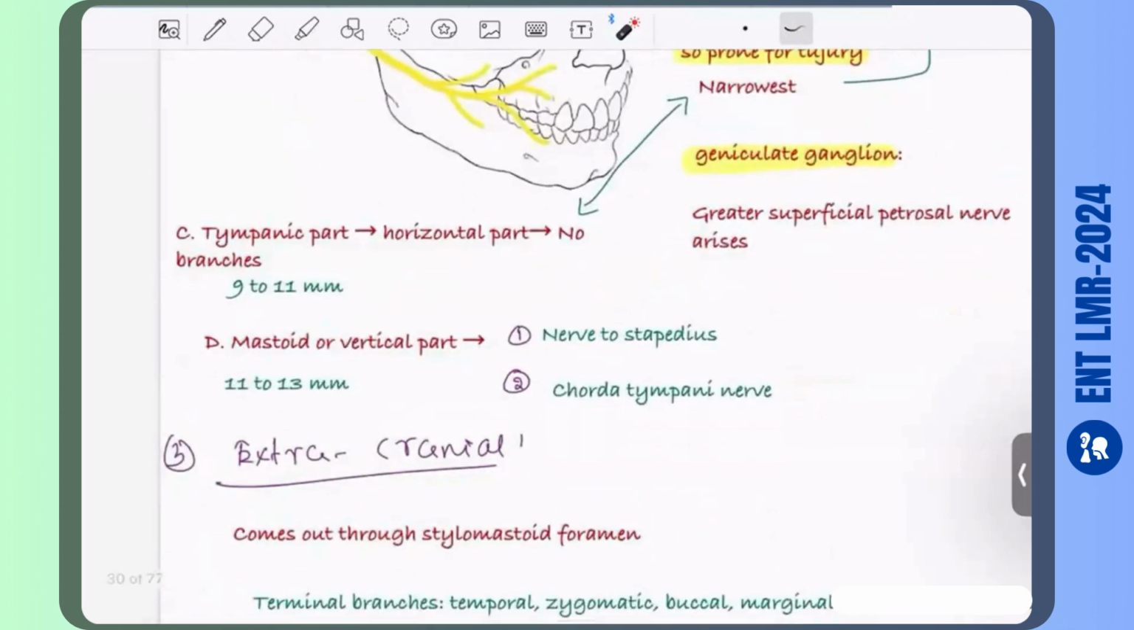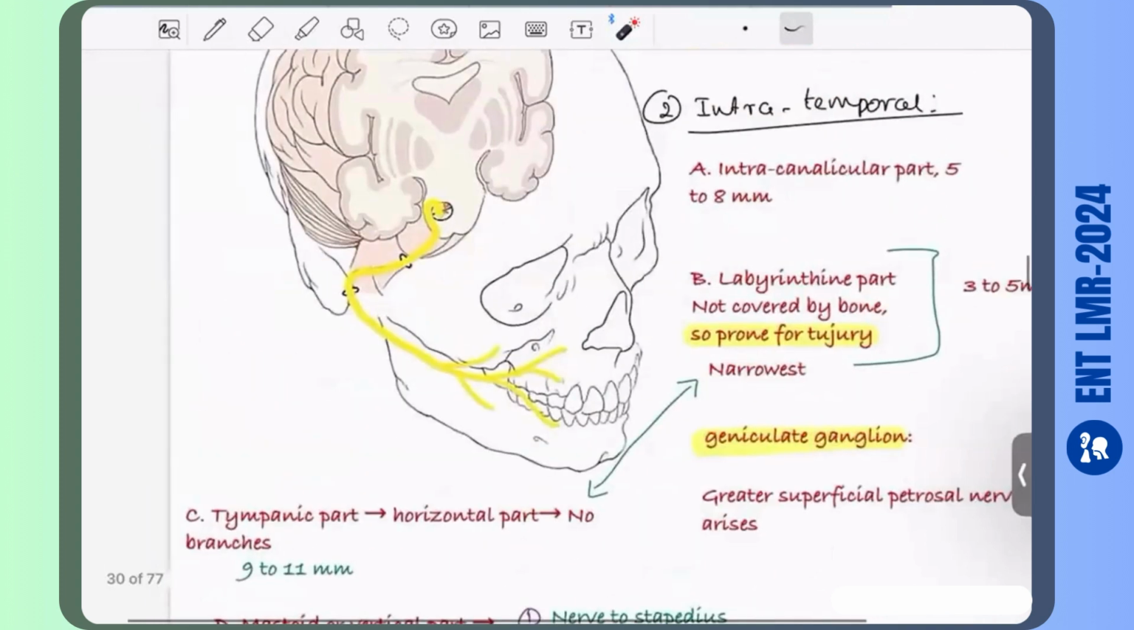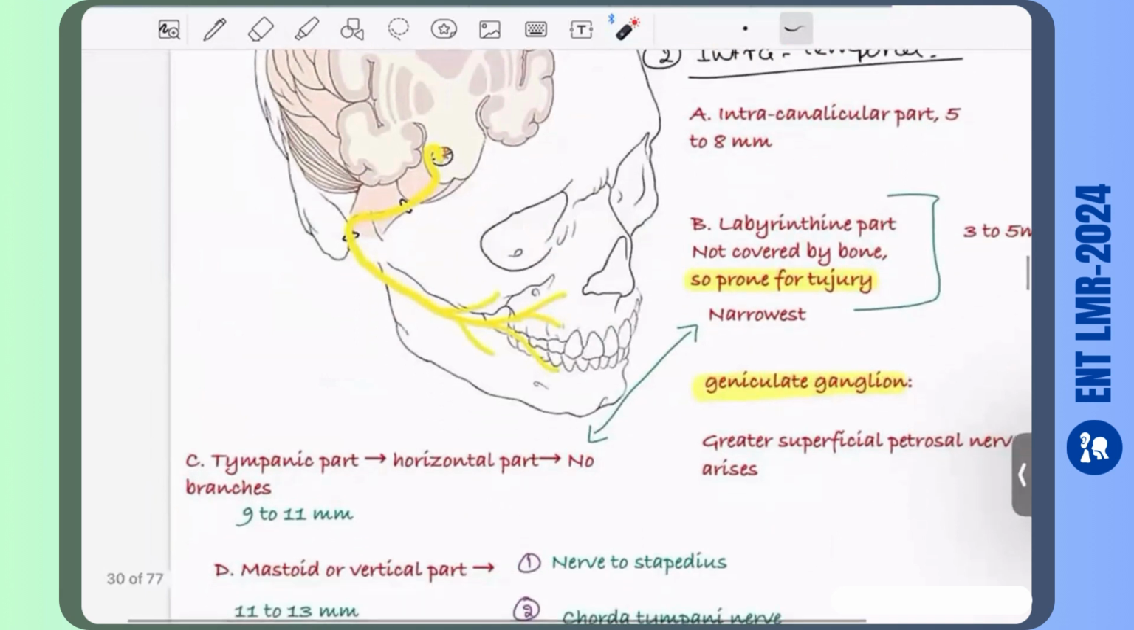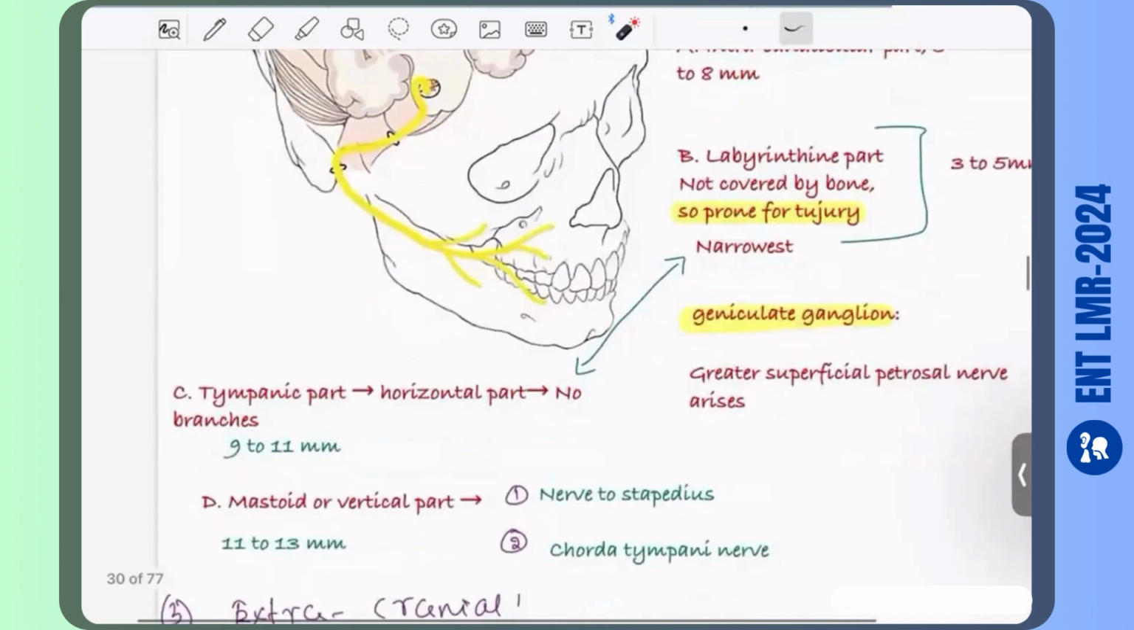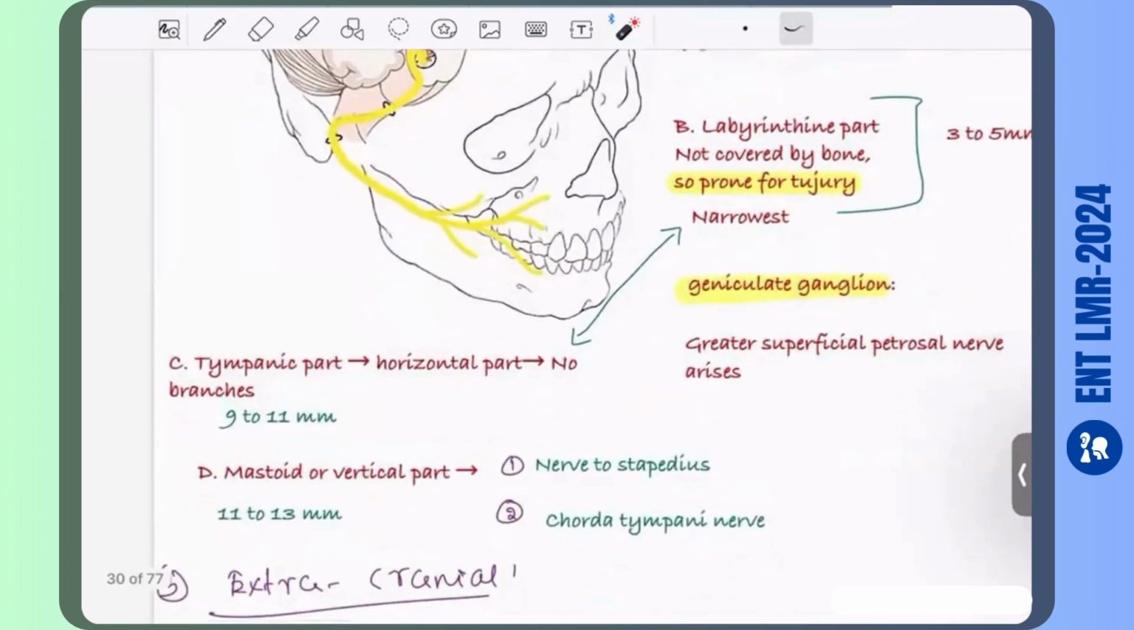So the mastoid part or vertical part will be having nerve to stapedius and chorda tympani nerve. Okay, so I'll repeat it. Intracanalicular part. Then labyrinthine part, which is more prone for injury. Narrowest part, but not of much branches. Okay. Geniculate ganglion will be seeing a greater superficial petrosal nerve.